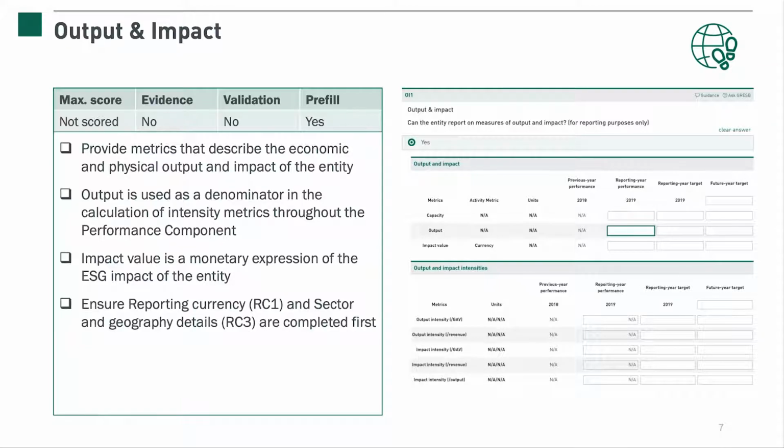Impact value is a monetary expression of the ESG impact of the entity and should be estimated using social return on investment or a similar methodology. Additional context for the impact value methodology can be provided in the indicator's text box. This metric provides the opportunity to report on impact for those that are getting into impact measurement. The metrics and units are sector and entity specific, so you should ensure that RC3, sector and geography, and RC1, report currency, are completed before this indicator so that the metrics and units flow through correctly.